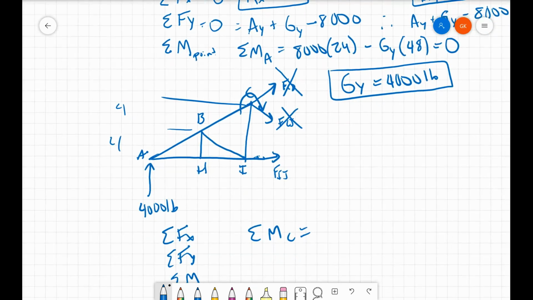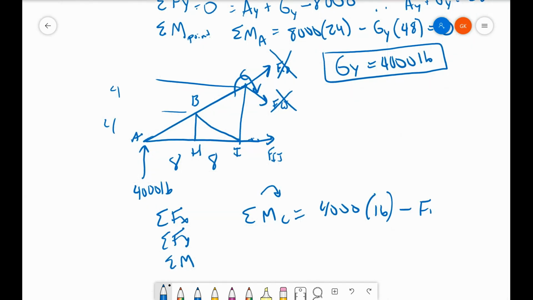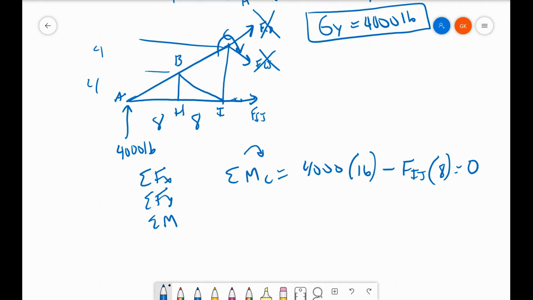That's from geometry. Okay, so force times distance, and we'll say that this direction is positive. So 4,000 times 8 is 16, okay, minus force Ij times 8 is equal to 0. And I solve, and what I get is that force Ij should be equal to 8,000 pounds. If I've done everything correctly. Not always a given. Okay.